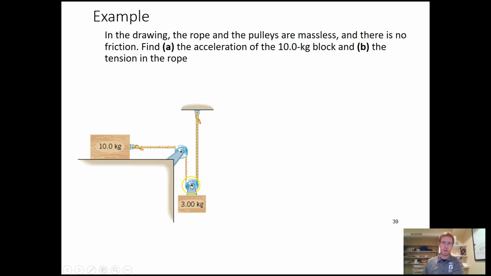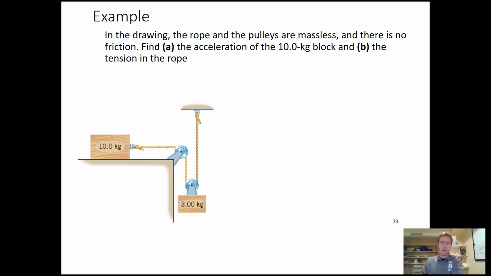Oh boy howdy. I want you to figure out what is the acceleration of the 10 kilogram block. I'll give you a hint. It's not going to be the exact same as the 3 kilogram block. Oh, tricky. And then also, what is the tension in the rope? Give this one a go. It's a tricky one.